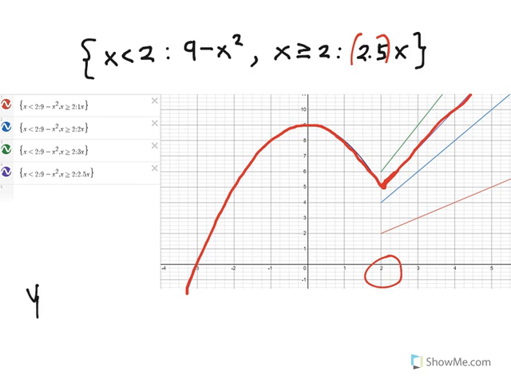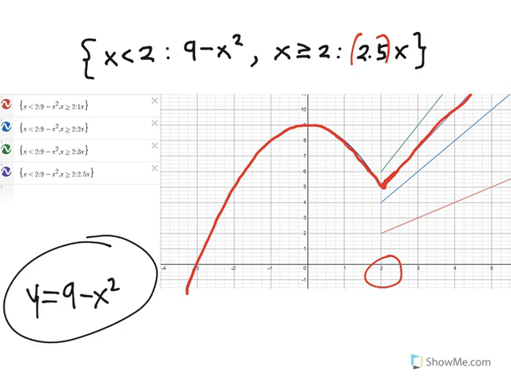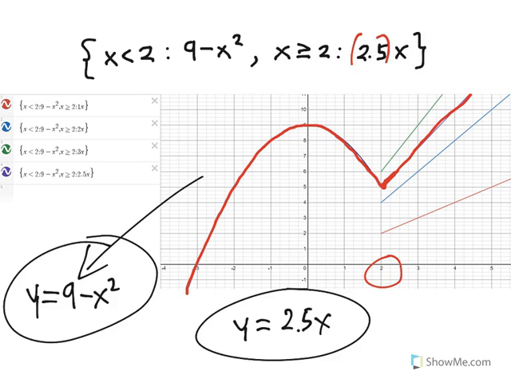The function y is equal to 9 minus x squared, when you graph it, you get a parabola. And if you graph it on the entire real line, the domain would be all real numbers. And this function is continuous. And the function y is equal to 2.5x, it's just a line. Let's say you graph this function on the entire real line. You would just have a line.